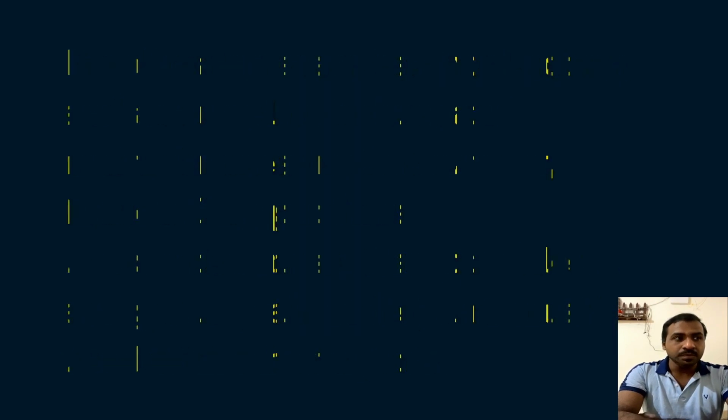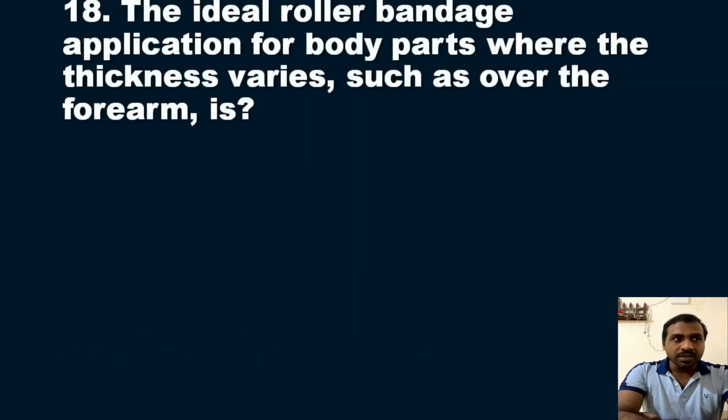So next question, the 18th question, it is really related to bandaging techniques. The question is: the ideal roller bandage application for body parts where the thickness varies, such as over the forearm, is. Read the question very carefully. The thickness will be different from one part to the other, for example in the forearm. So which is the ideal roller bandage application?